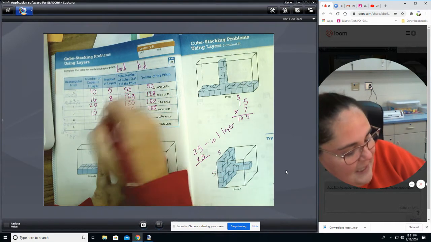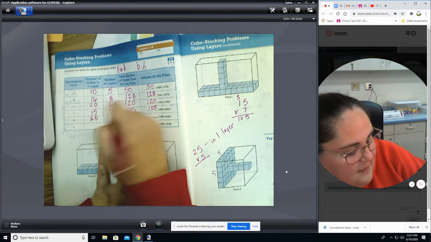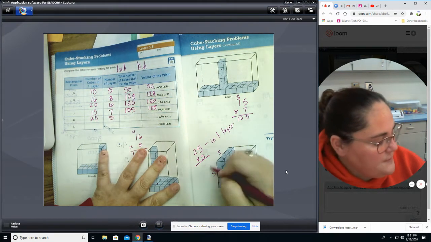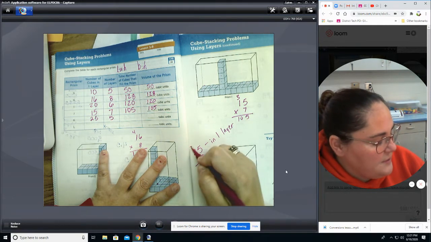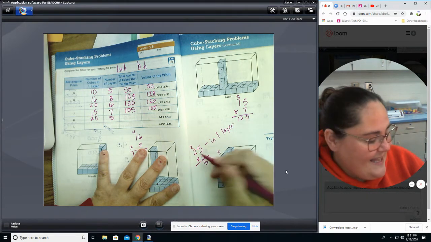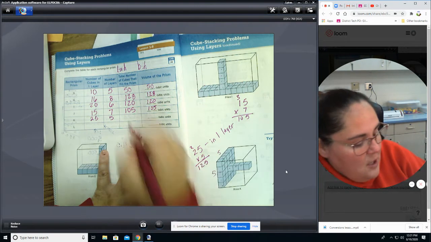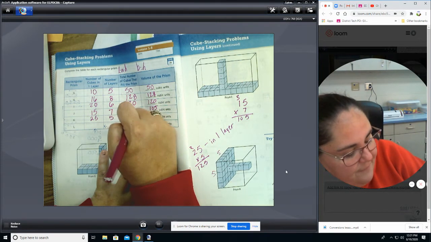Level K, we already kind of did. There are 25 per layer times 5 layers. 5 times 5 is 25. Carry your 2. 5 times 2 is 10. Plus 2 is 12. 125.